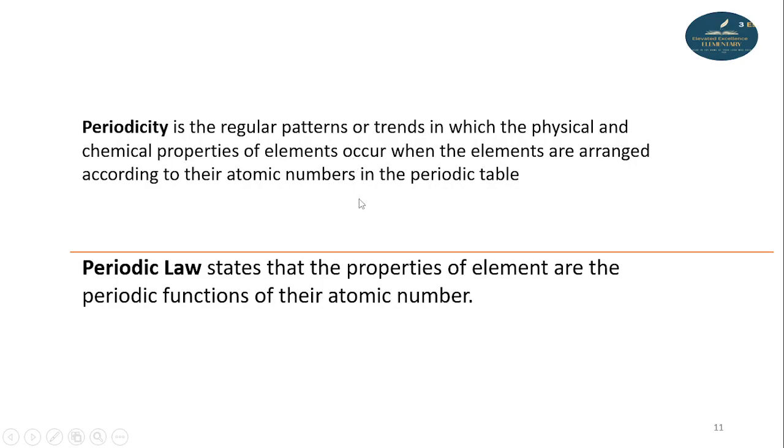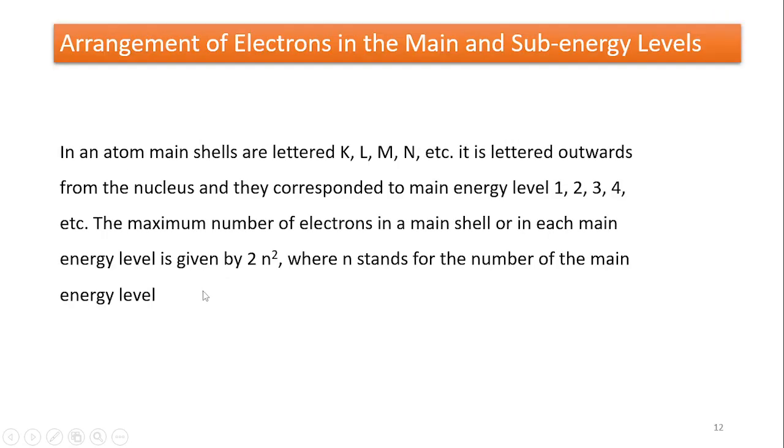Now let's look at the periodic law. The periodic law states that the properties of elements are periodic functions of the atomic number. So we should get to the theoretical aspect of this, or the practical aspect, whereby we understand better. Now let's look at the arrangement of electrons in the main and sub energy levels.